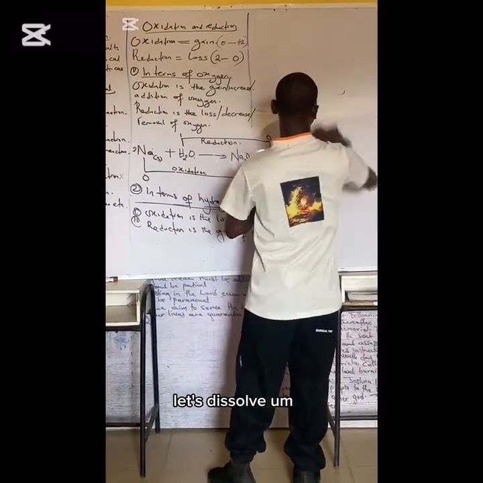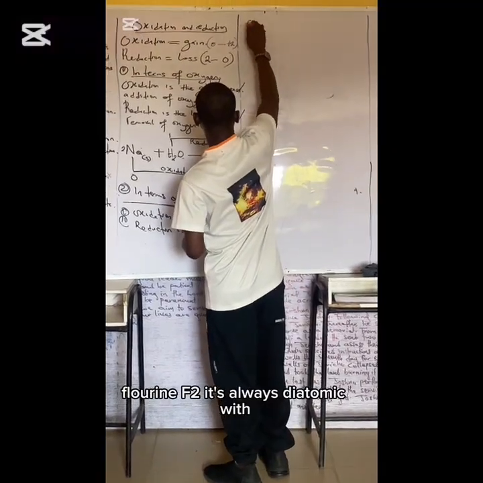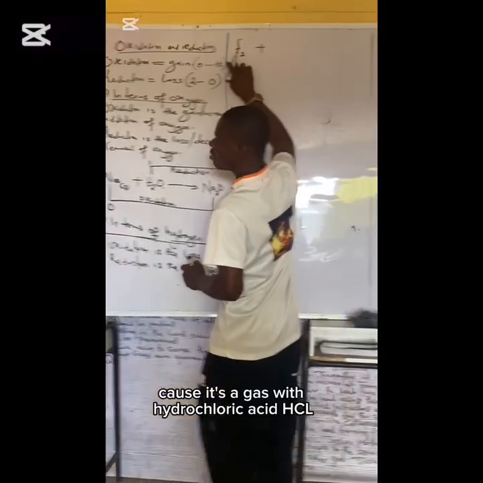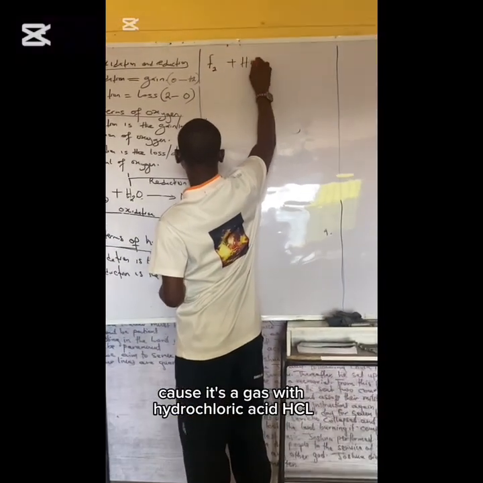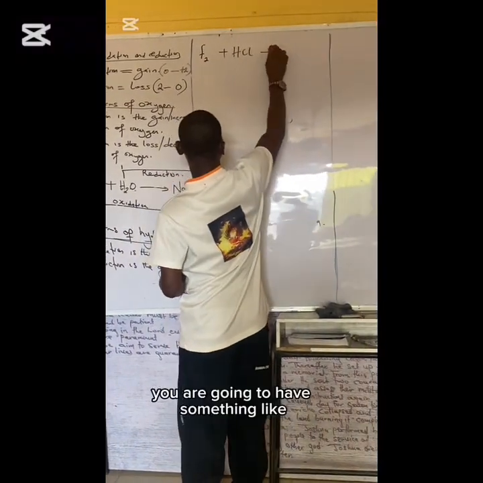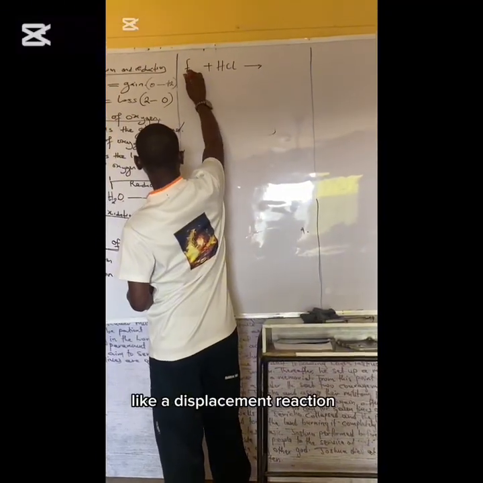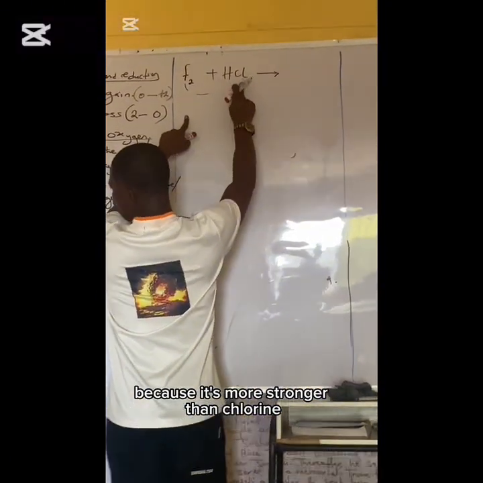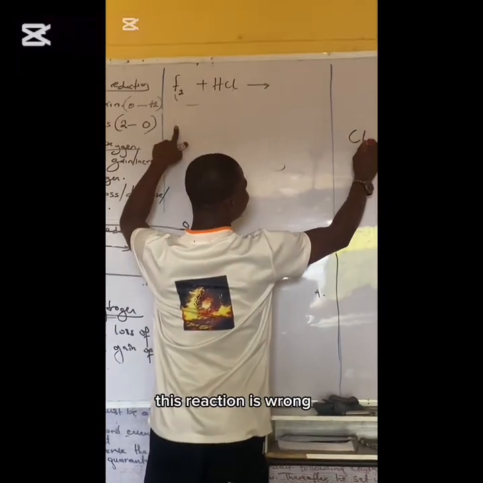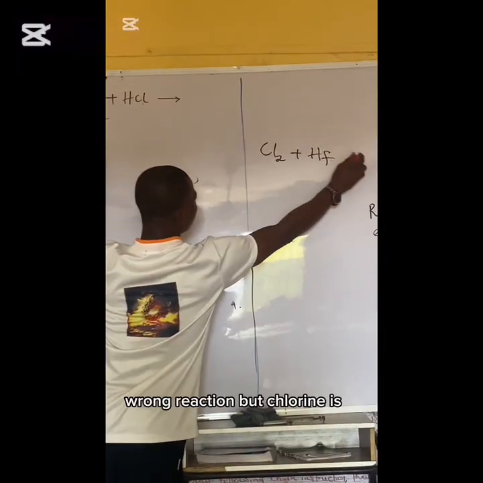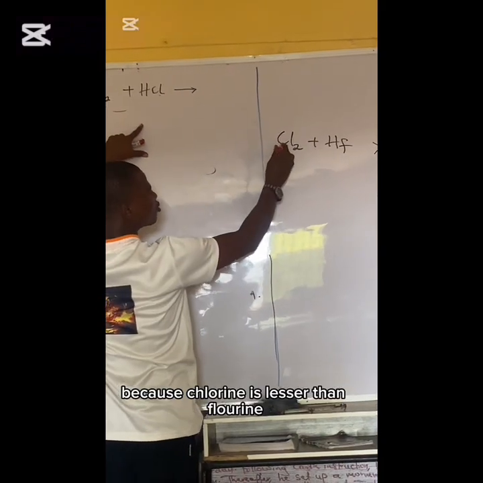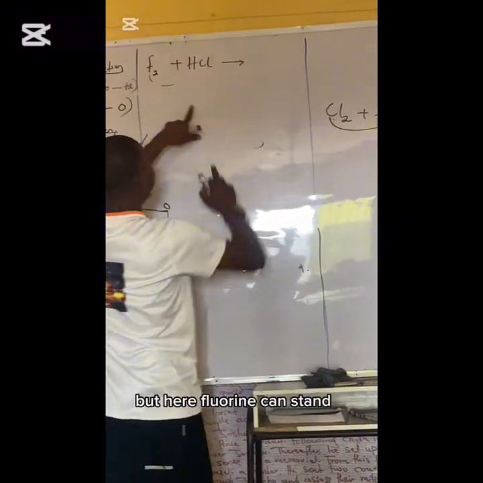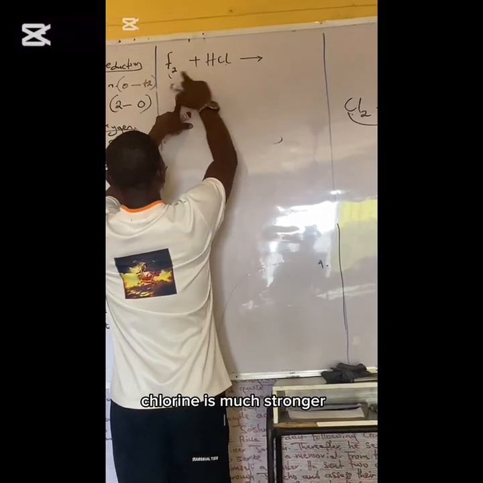Let's dissolve fluorine, F2. It's always diatomic because it's a gas, with hydrochloric acid, HCl. We are going to have something like a displacement reaction. Fluorine will send chlorine away because it's much stronger than chlorine. But if we give you this reaction, it is wrong. Chlorine is lesser than fluorine, so it cannot send fluorine away. But fluorine can send chlorine away, it's much stronger.